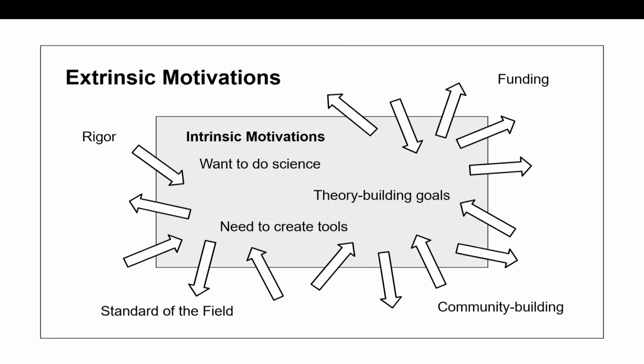So if we look at this graph, we see that there are intrinsic motivations and extrinsic motivations that interact. At the middle of this, in the gray box, you have intrinsic motivations, things like I want to do science, I have theory building goals, I need to create tools. And these things feed into extrinsic motivations such as funding, community building, adhering to the standards of the field, and adhering to standards of rigor. So these intrinsic and extrinsic motivations interact and then contribute to how you carry out your open science, open access, and eventually open science.